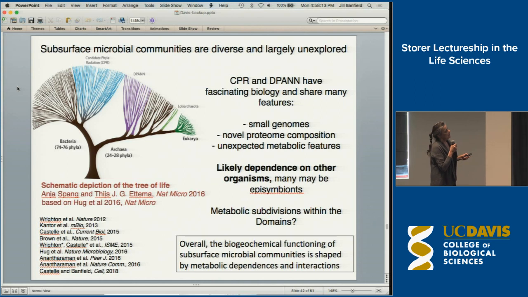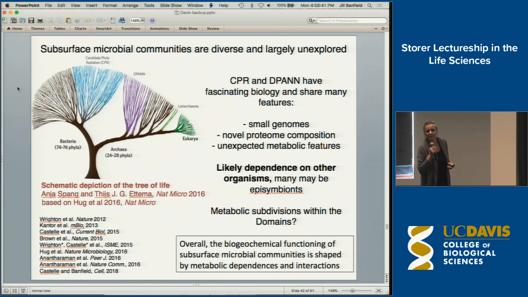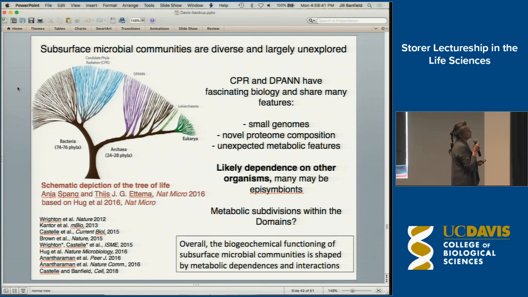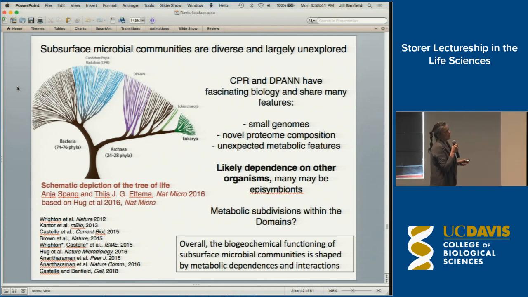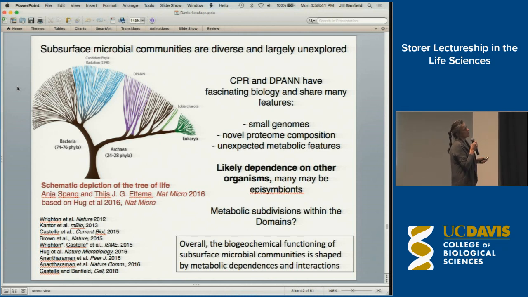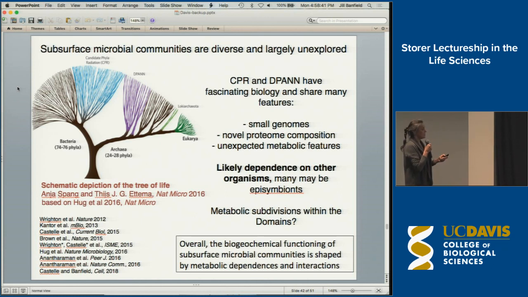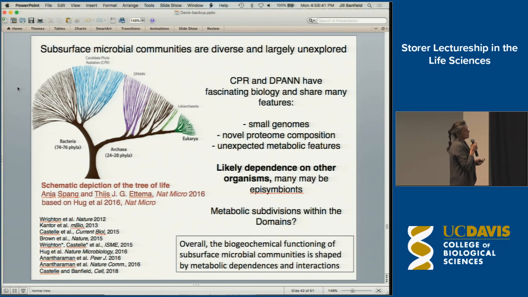I personally am absolutely transfixed by the CPR and DPANN, particularly as they may represent half of all bacterial and archaeal diversity. Don't know exactly yet, but that would be something worth serious consideration. They have uniformly pretty much small genomes, novel proteome compositions, unexpected metabolic features. I just scratched the surface, but they're really fascinating in terms of what they have and what they're not supposed to have, but they appear to have.